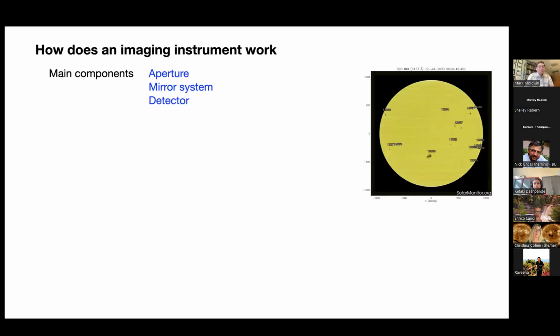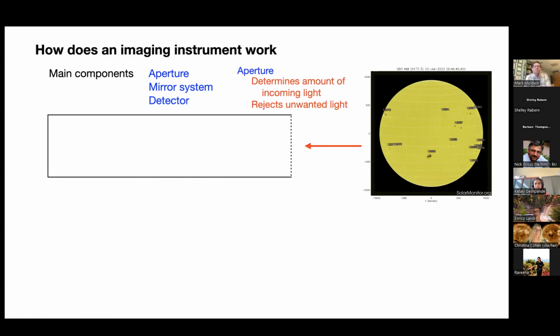So first of all, what are the main components of an imaging instrument? There are several components which are all equally important, but the ones I would like to stress today are the aperture, the mirror system, and the detector. Now, what are they? The aperture is, like the word says, basically the aperture of the telescope. It's where the light of the sun gets inside the instrument.